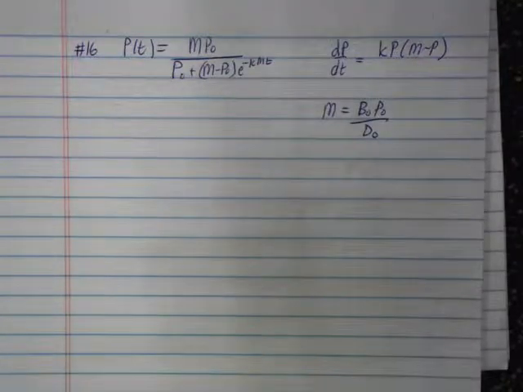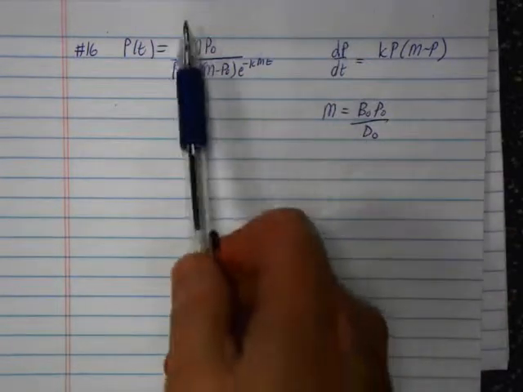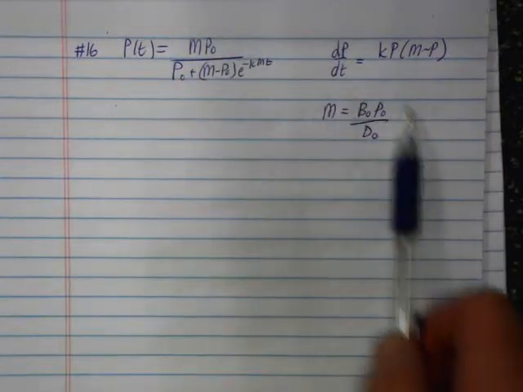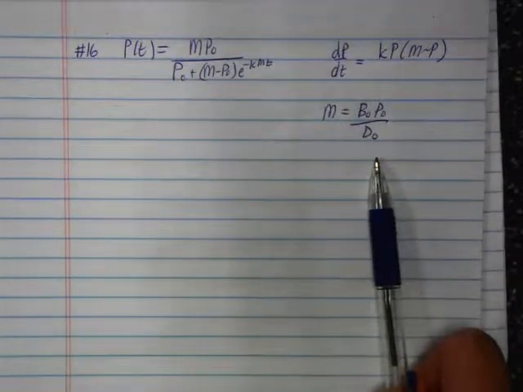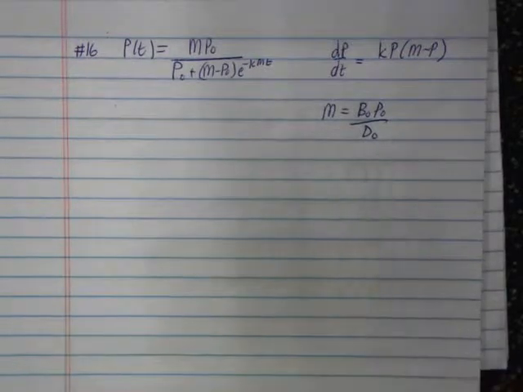All right, so to do problem number 16, to do the type of problem you're going to need out of this section, here are the formulas you're going to need. You need the differential equation, you need the solution of the differential equation, and you need this, which is the result from problem number 15. So that's all the information you need to do problem number 16.